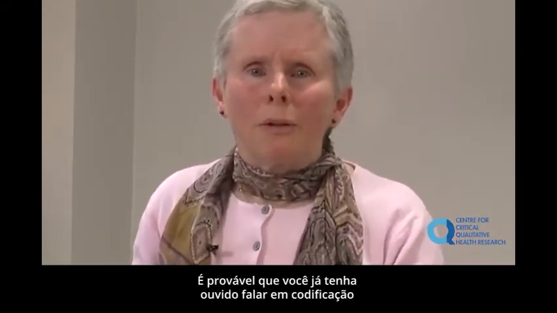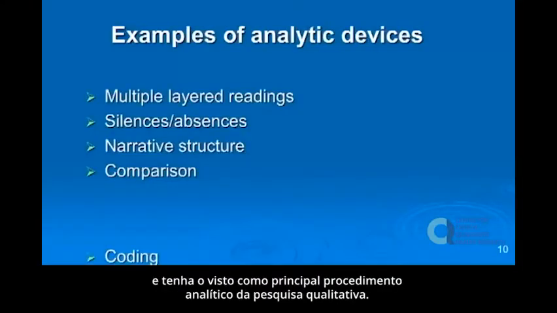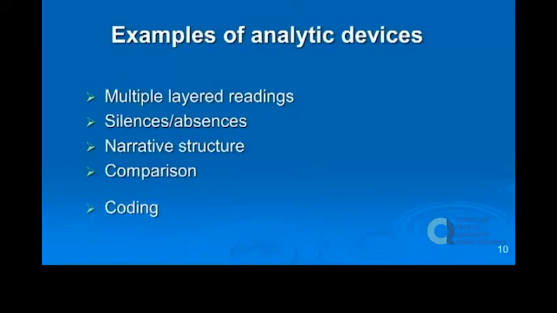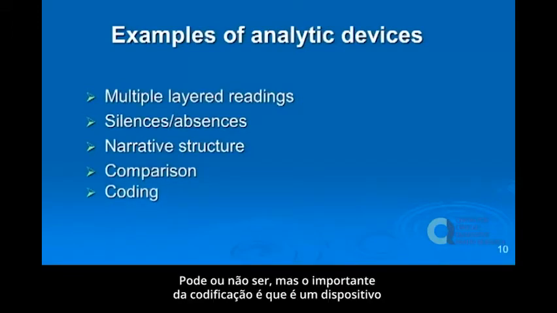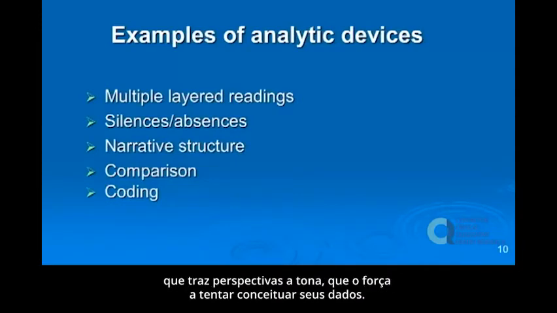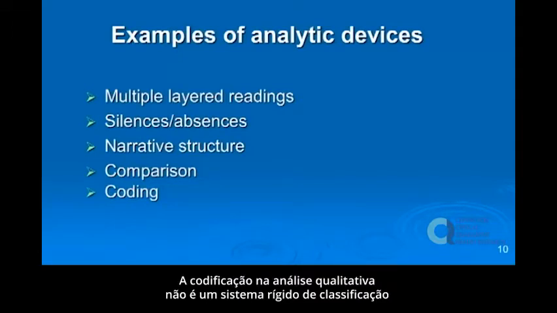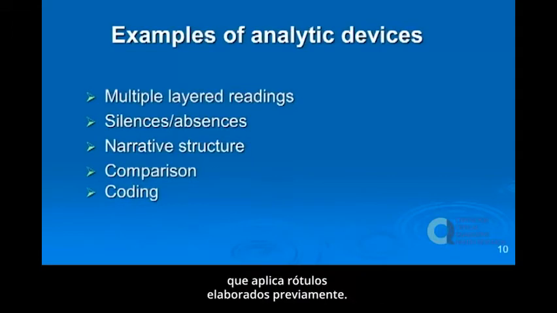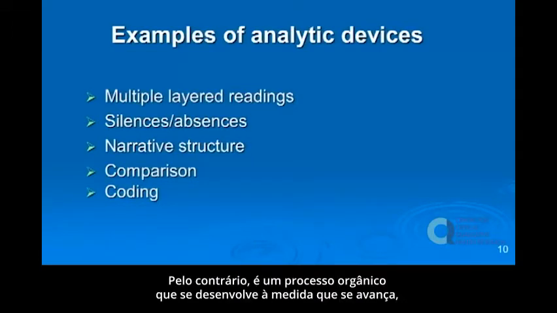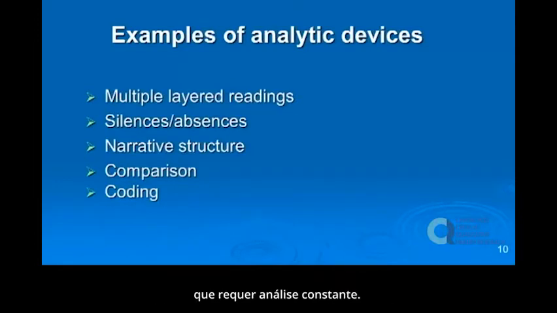You are likely to have heard of coding and may think of it as the primary analytic procedure of qualitative research. It may or may not be, but the important thing about coding is that it is a device that brings things into view, that forces you to try to conceptualize your data. Coding in qualitative analysis is not a rigid classification system that applies labels devised beforehand. Rather, it is an organic process that develops as you go along, that requires constant analysis.